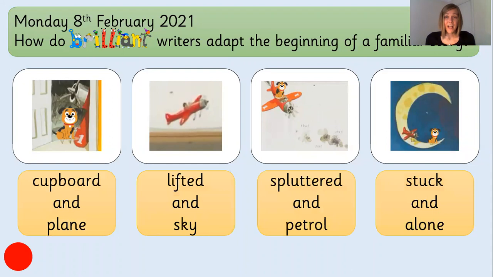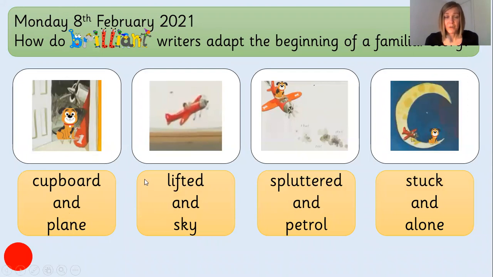And if you're going to challenge yourself, I have given you some clues as to how you could plan your sentence. So if we have a look at the first picture together, I've got cupboard and plane. So I need to write a sentence about the cupboard and the plane. So I could say something like, the dog was in the cupboard and he found a shiny red plane.